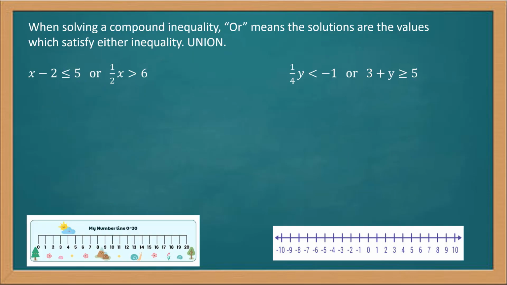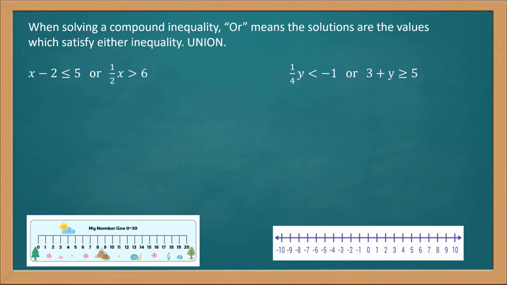Okay, so on these, you've got 2 different inequality statements. If you have an or between your 2 inequalities, what it means is that you want to graph all the values of x where either the first one or the second one is true. It doesn't matter if they're both true. You just want any number that would work in one of those inequalities. So this is called a union.